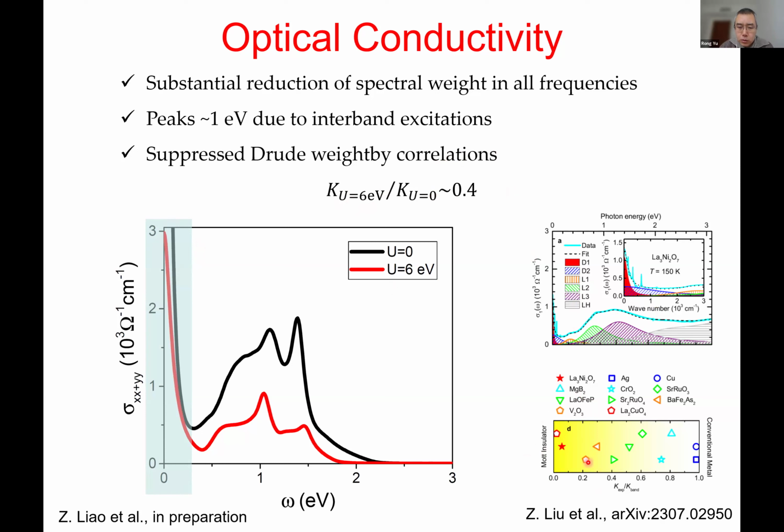But definitely there could be several mechanisms for explaining this further reduced measured kinetic energy in the optical conductivity data. For example, this very sensitive orbital selective correlation effect with doping concentration.